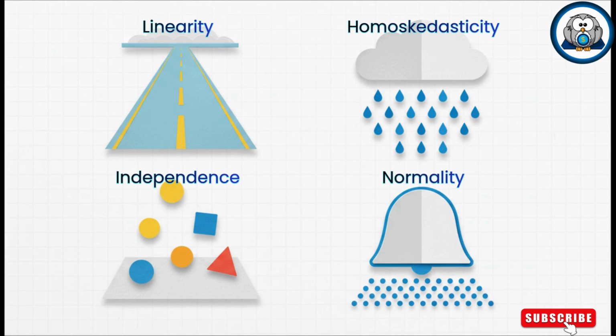1, the relationship has to actually be a straight line. 2, the errors have to be spread out consistently. 3, the errors can't be related to each other. And 4, those errors should look like a classic bell curve. If you break any of these rules, your model could give you results that are just plain wrong.